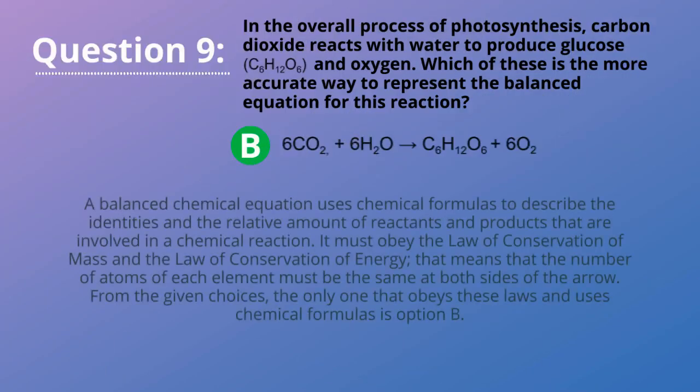A balanced chemical equation uses chemical formulas to describe the identities and the relative amount of reactants and products that are involved in a chemical reaction. It must obey the law of conservation of mass and the law of conservation of energy. That means that the number of atoms of each element must be the same at both sides of the arrow. From the given choices, the only one that obeys these laws and uses chemical formulas is option B.